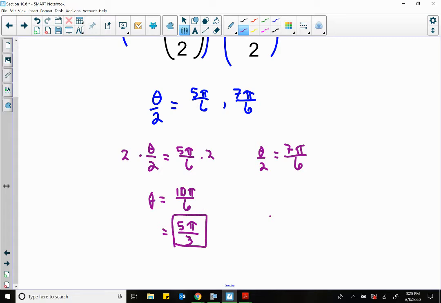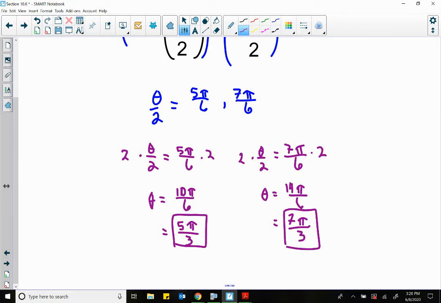There's one answer. And then over here, multiply by 2. That will give us theta equal to 14 pi over 6, which equals 7 pi over 3. And there's your answers.